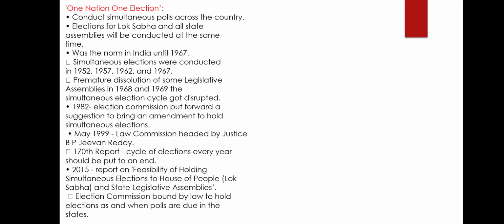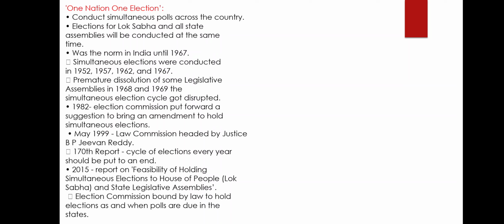As we all know, currently in India, the general elections to elect the members of the parliament and the state assembly are held separately, but the concept of One Nation, One Election envisions conducting simultaneous polls across the country. This means that the elections to the Lok Sabha and all the state assemblies will be conducted at the same time.